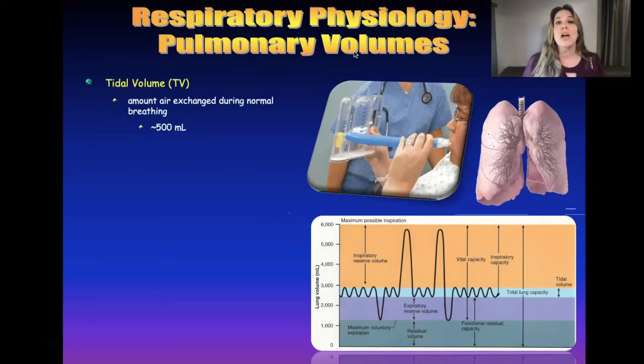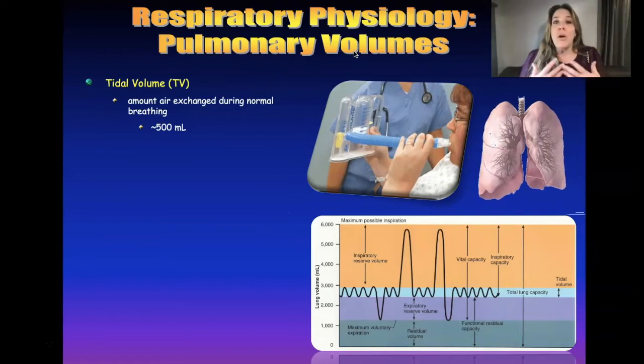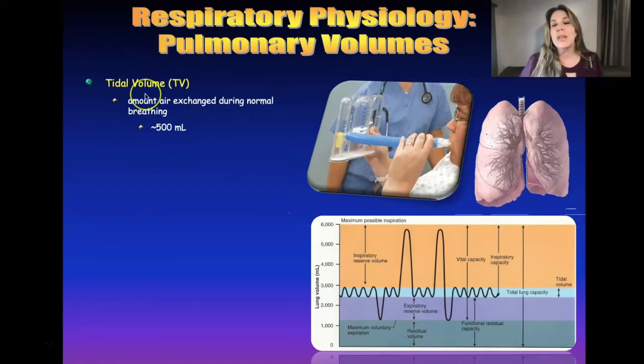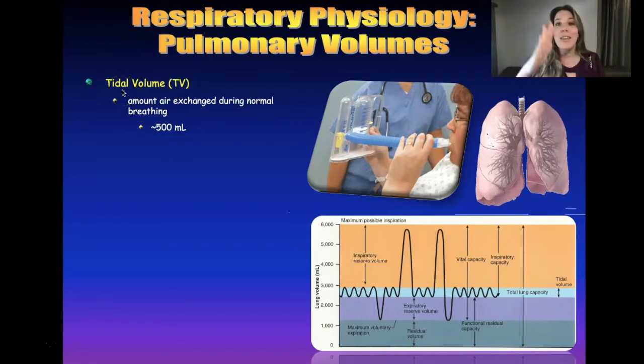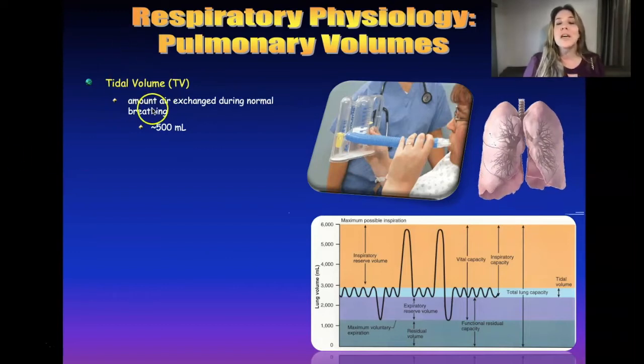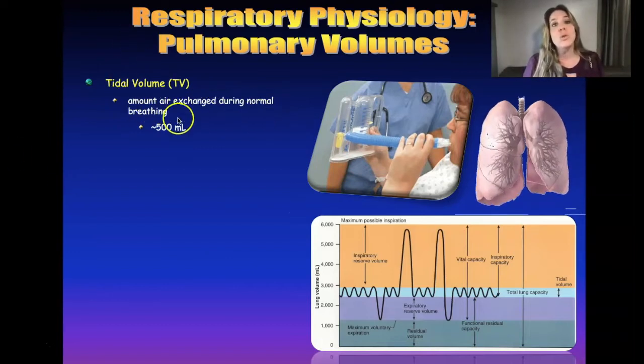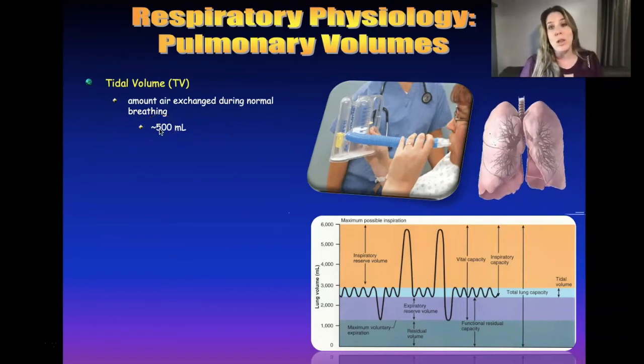So recall we talked about normal breaths versus forced inspiration, where we're forcing air into our lungs, and forced expiration, where we're forcing air out. So the normal breathing that we do when we're not being conscious about it is called tidal volume, or TV. So think of the tide goes up and down in an ocean. So this tidal volume is going to be the amount of air exchanged during normal breathing, and it's about half a liter or 500 milliliters.